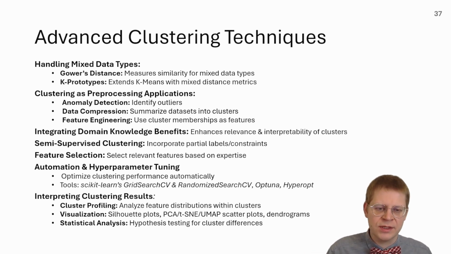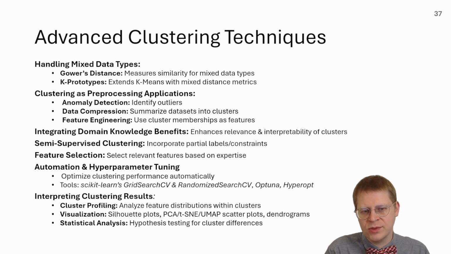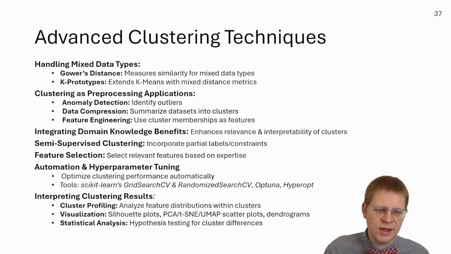You can also interpret clustering results. The value of clustering lies in its interpretation. So one of the ways is to use cluster profiling. You can analyze the characteristics of each cluster by looking at feature distributions. You can use techniques like silhouette plots, PCA, t-SNE, UMAP, or dendrograms to understand and communicate the structure of your clusters. And of course, you can use statistical analysis, just perform hypothesis testing to confirm significant differences between clusters.